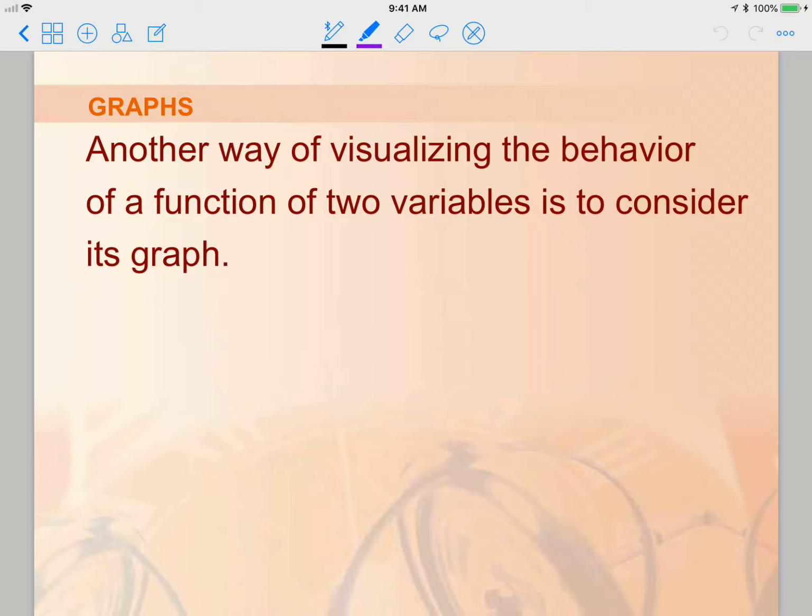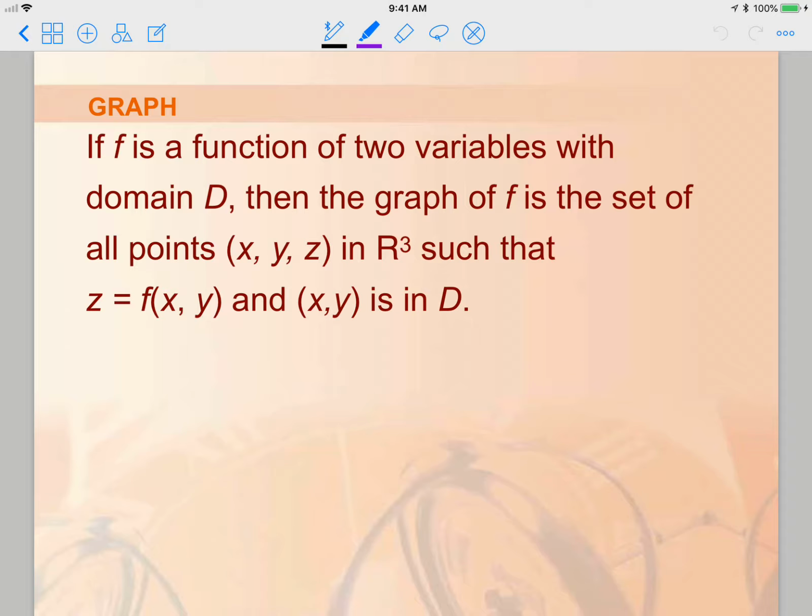Okay, so let's talk about graphs of functions of two or more variables. Now, of course, graphs are a way for us to visualize the behavior of a function, the relationship between the inputs and the output. Again, typically the output is z, and that's the vertical axis, right? So that's going to be your output. Your inputs are x and y.